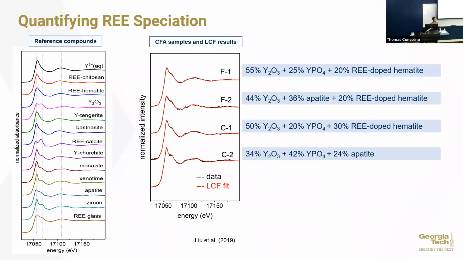And this is what we come up with. So we have a lot of oxides. We have a lot of REE existing as phosphates or doped in apatite, another calcium phosphate mineral. We also have REE that are doped in iron oxide minerals.